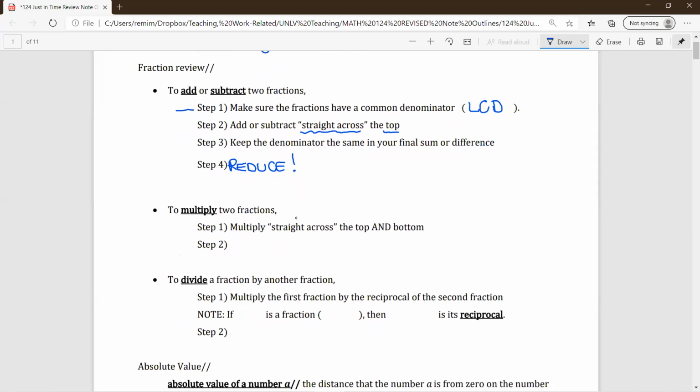The next one is multiplying two fractions. It's much easier than adding or subtracting fractions because you don't need that LCD first step. It doesn't matter what the denominators are. All you have to do is multiply straight across the top and also multiply straight across the bottom. Then step two, once you've done that, don't forget to reduce. Always reduce your final fraction answers.